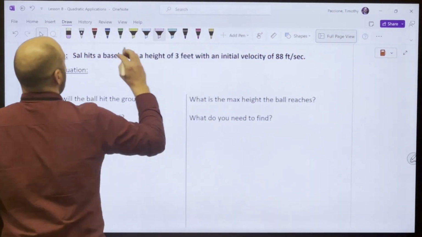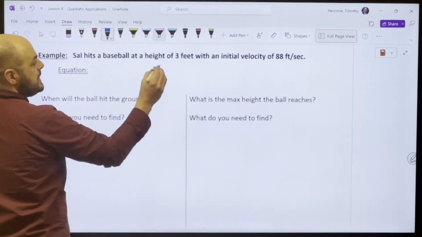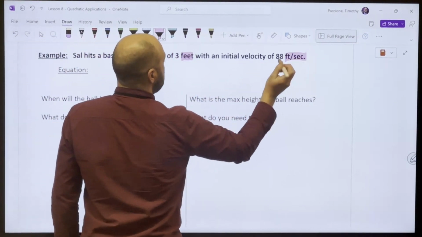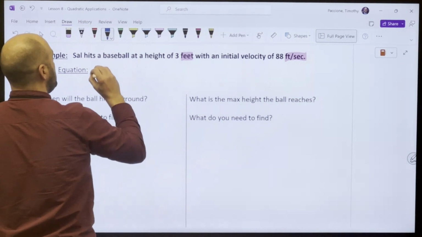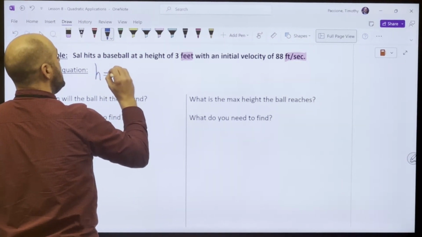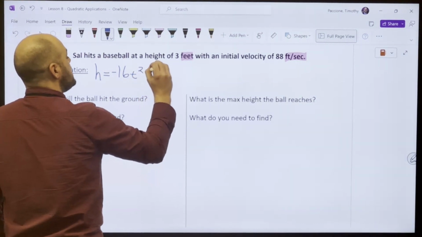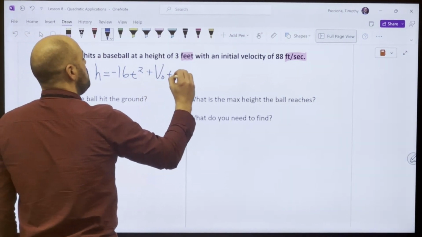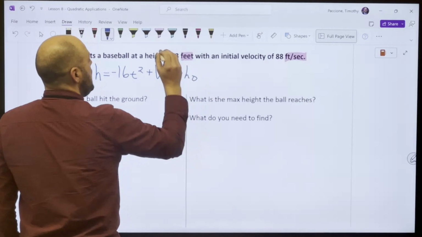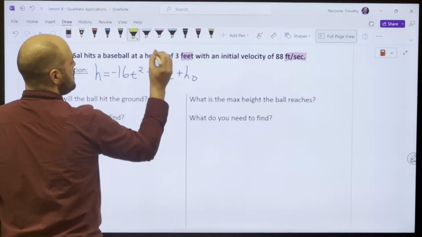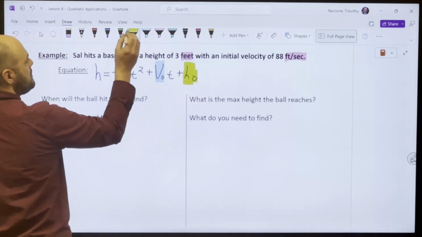Okay? So we have to write our equation, and the first thing we want to notice is, oh, it's feet, right? It's feet per second. So we know which equation we're going to use. We're going to go h equals negative 16 t squared plus initial velocity t plus initial height. And then we've got to ask ourselves, well, can I find these 2 things? What's my initial velocity?